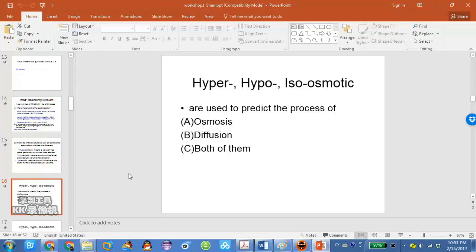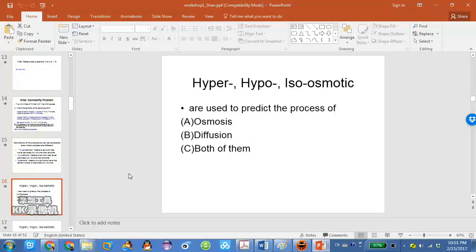Hyper-, hypo-, and isoosmotic are terms simply as a comparison between osmolarity of two solutions. So if one solution has a higher osmolarity, it doesn't mean it has to have a higher osmotic pressure. Doesn't mean it has to have a higher concentration of a specific ion that's related to the diffusion.